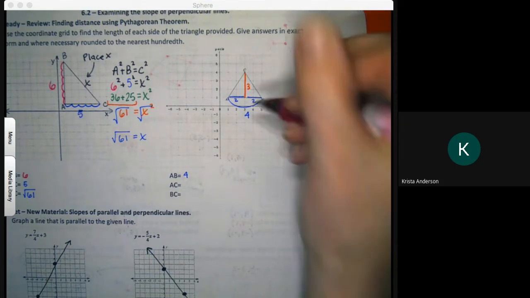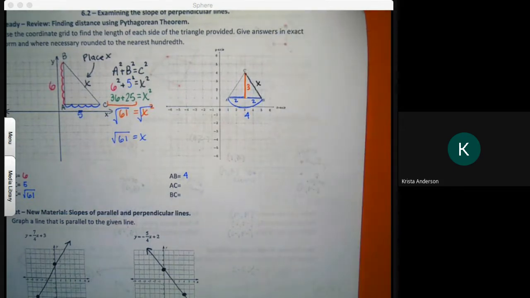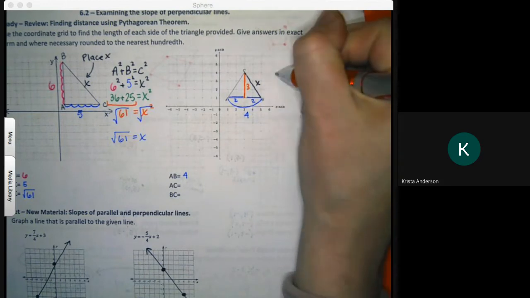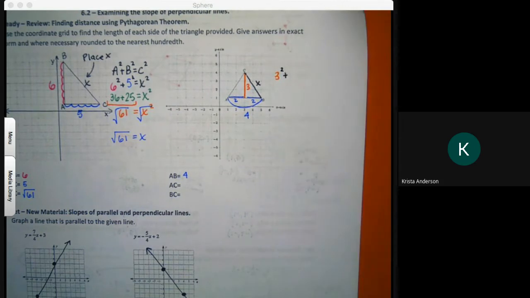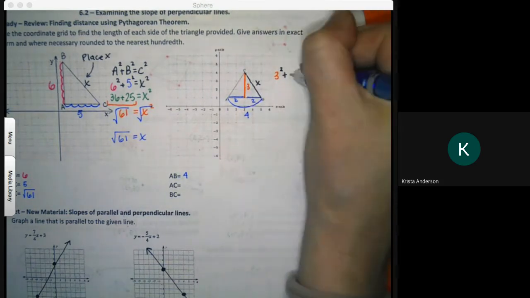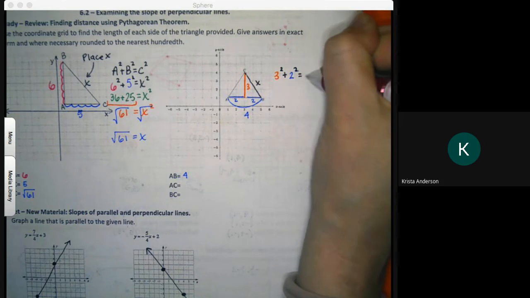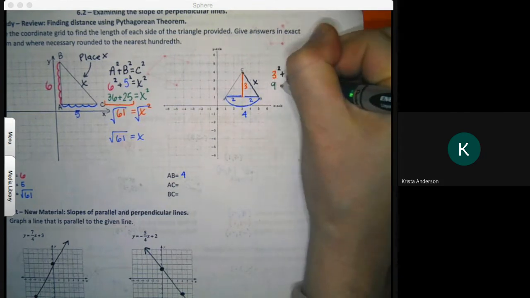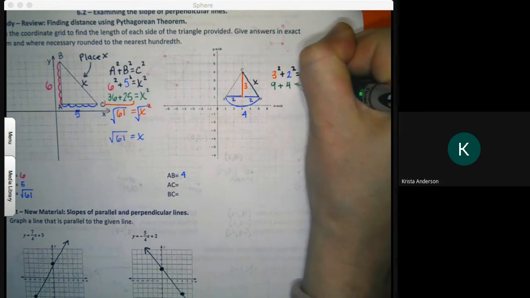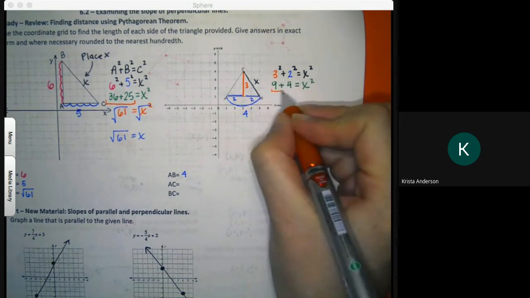So whatever I get for X will be those two sides. So I'm going to place an X so I can find what the side length is. 3 squared plus 2 squared equals X squared. 3 times 3 is 9. 2 times 2 is 4. What is 9 plus 4? Good.